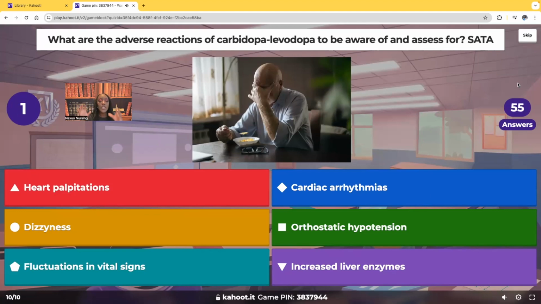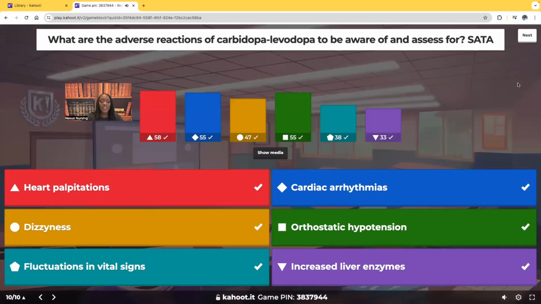But back to carbidopa levodopa. Adverse effects, all of them. Patient may feel heart palpitations. They need to report it. Cardiac arrhythmias, they need to report it. Dizziness, that's a safety issue. You having dizziness, you can't drive, you can't operate heavy machinery. That needs to be reported.